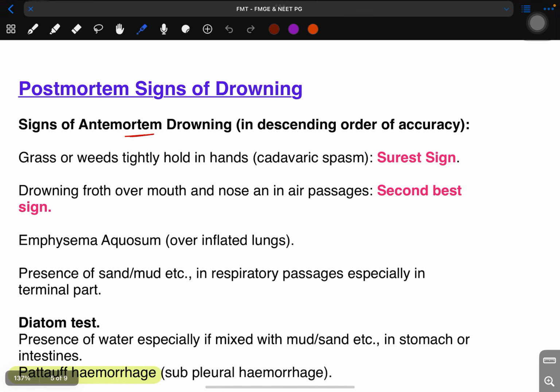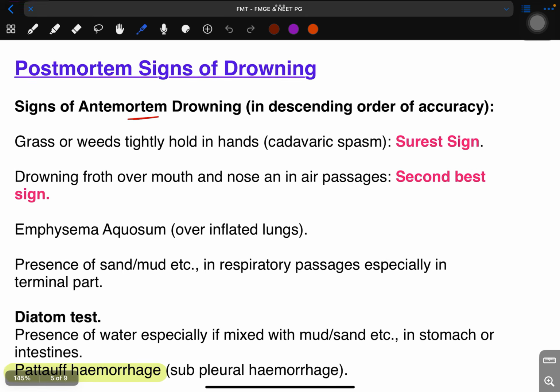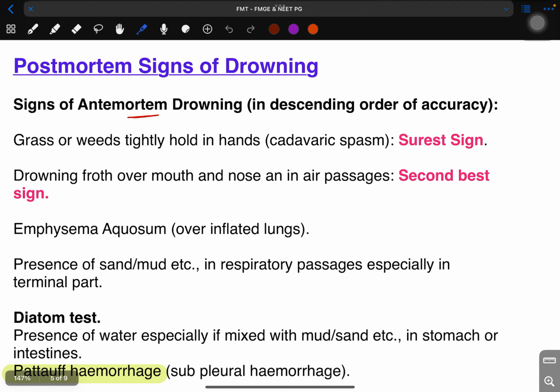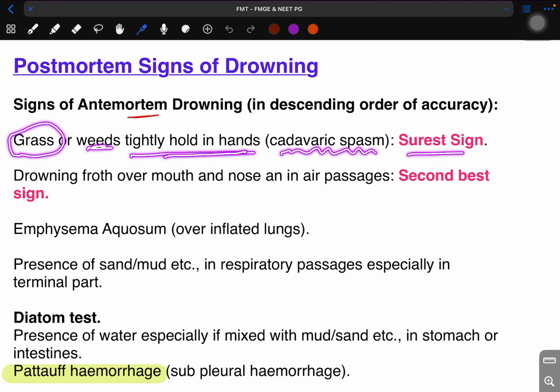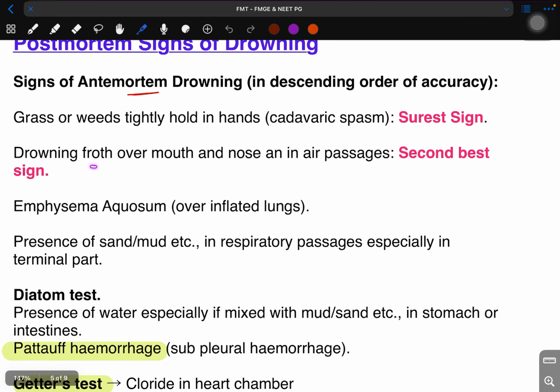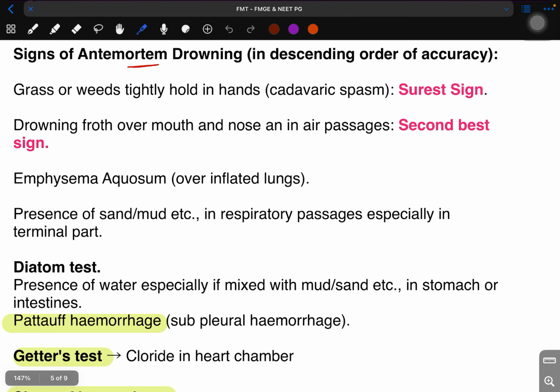Now, what are the postmortem signs of drowning? Here are the signs of antemortem drowning in descending order of accuracy. Descending order of accuracy means the first one is the most perfect, the surest sign, and as we go down, the accuracy decreases. If we find a dead person tightly holding grass or weeds in the hands, this is known as cadaveric spasm, and this is the surest sign of drowning death. Now, if we find froth over the mouth and nose and also in the air passages, it is the second best sign of death due to drowning.